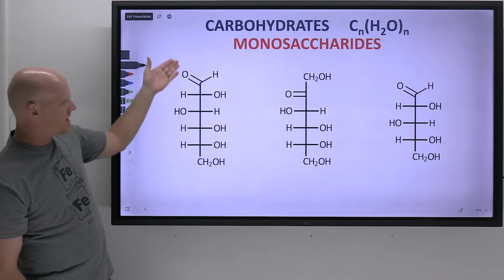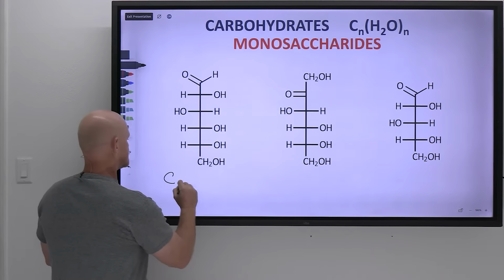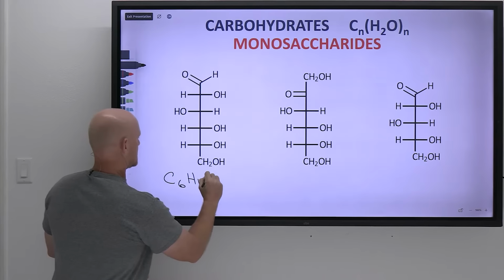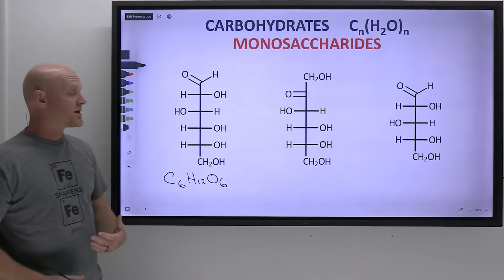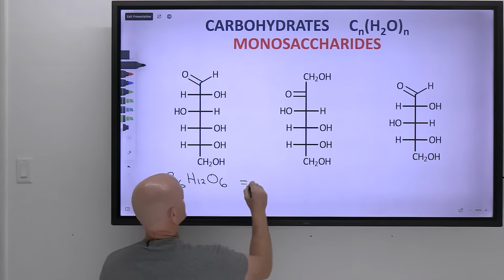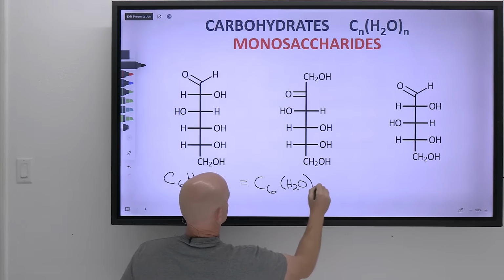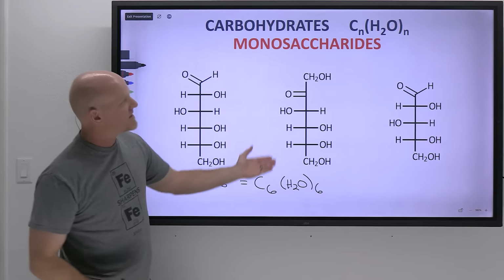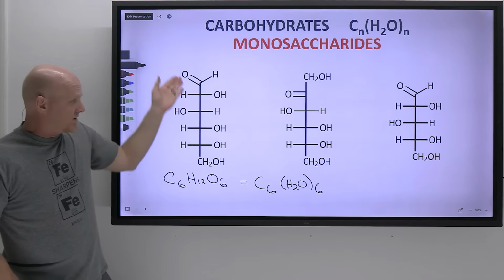So right here, we've got a form of glucose, and if you count it up, you'll see that this is C6H12O6. This is fructose, and it actually has the same formula. They are isomers of each other. If you break that up, you could say that this is the equivalent of C6(H2O)6. It follows that carbohydrate formula. Notice it doesn't really look like that.